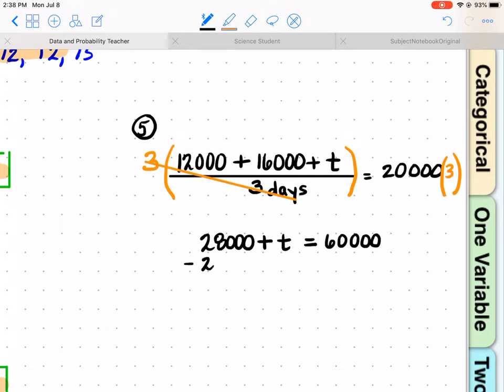And then we're going to subtract. This needs to move to the numbers side of the problem. If you haven't had the algebra, I recommend strongly that you take it. So T, the third test, is 60,000 minus 28,000, which is a lot. It's going to be 32,000 hits on that third day. And that corresponds to option D.